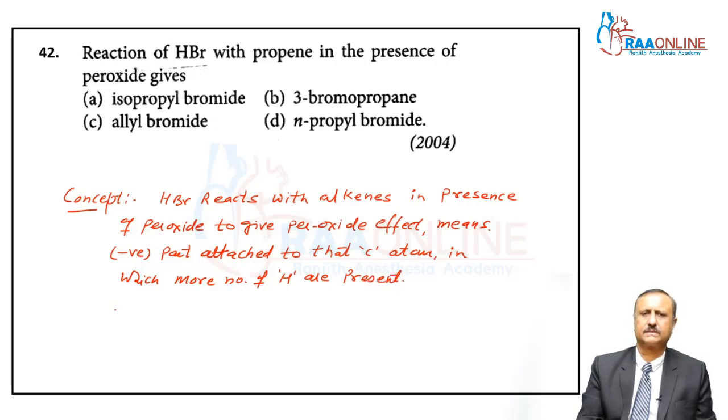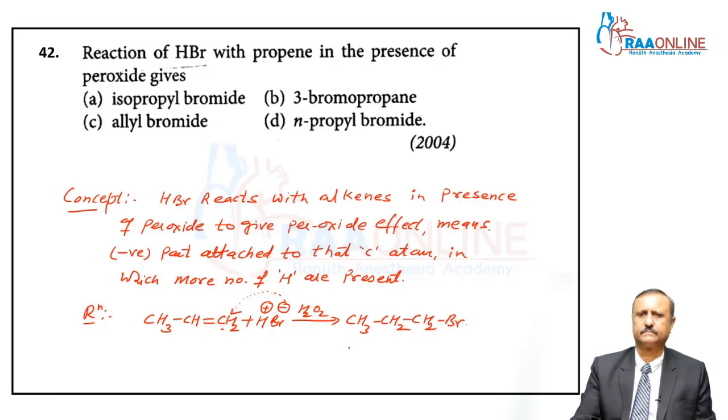Here you can see, my dear students, what is the reaction? Propene, CH3 CH double bond CH2, reacts with HBr in presence of peroxide. Here this is the electronegative part and this is the electropositive part. So the electronegative part attaches to that carbon atom in which more number of hydrogens are present. So, Br minus ion attaches to this carbon atom, and you get CH3 CH2 CH2 Br. So, this is the product.